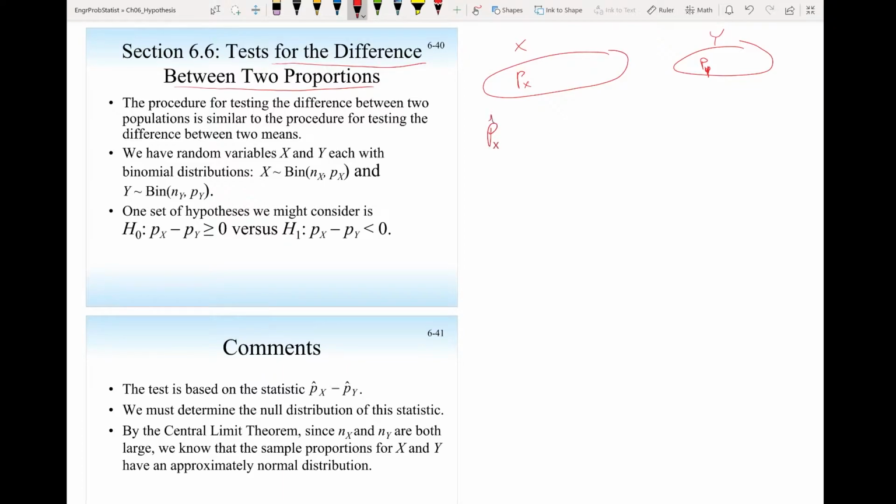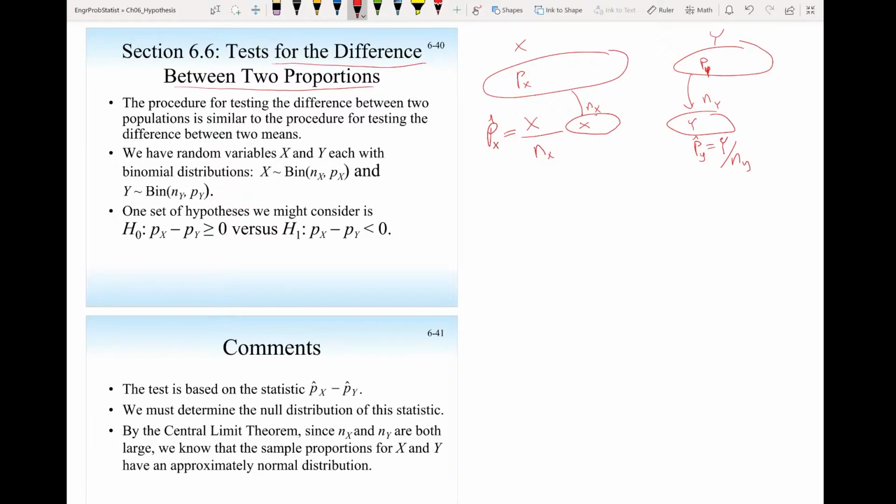If we define the proportion as X, which is the number of successes divided by n. So I take a sample here of size nX, and I take a sample here of size nY, and I define the proportion of success for the random variable Y as Y divided by nY, where X here is the number of successes in this sample and Y here is the number of successes in this sample.